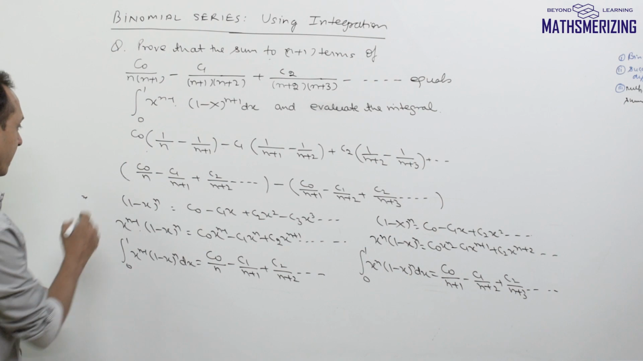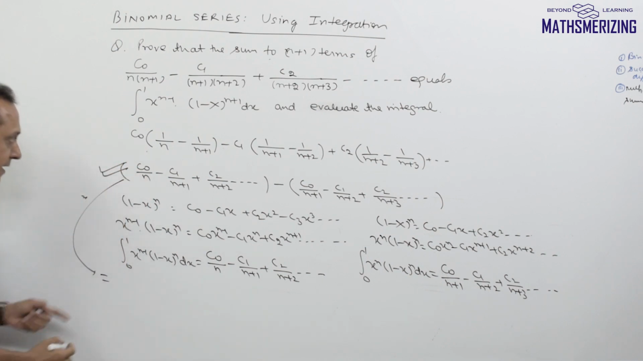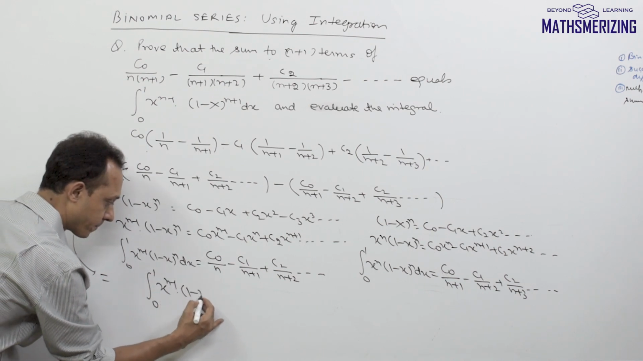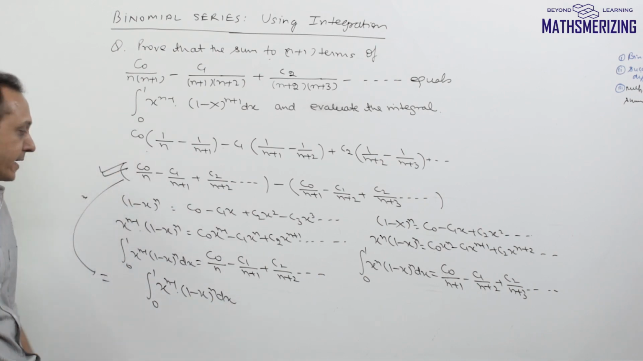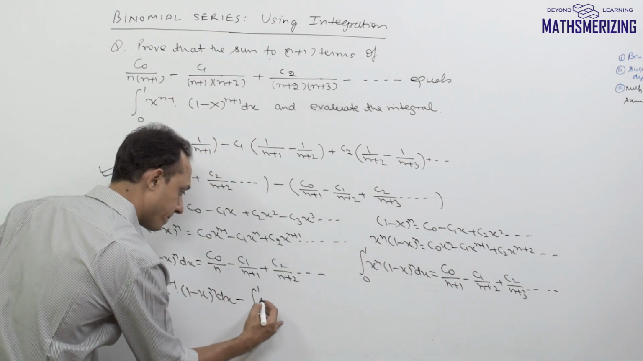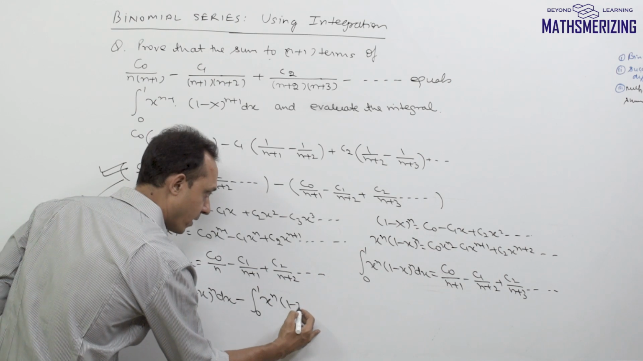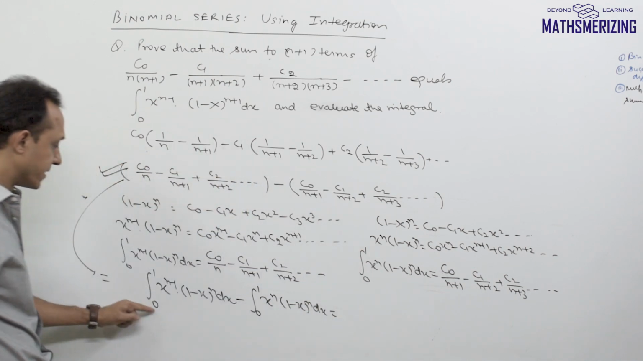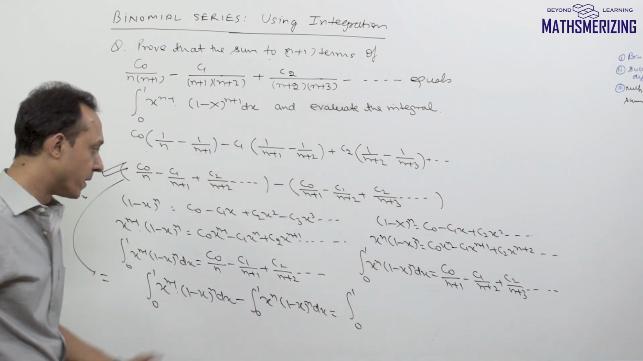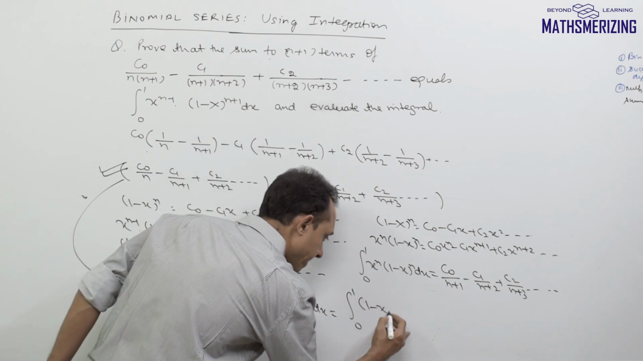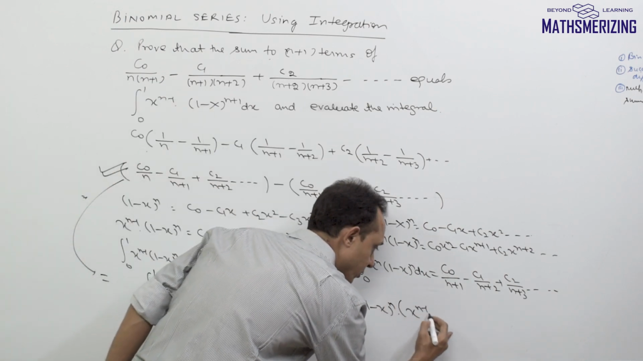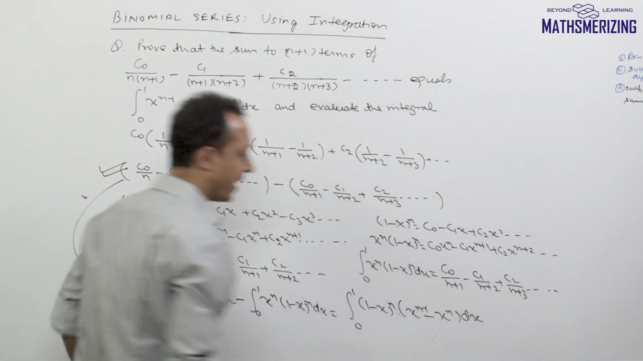Now in order to find the value of this expression, I can write it as the first integral, which is from 0 to 1 x to the power n minus 1 into (1 minus x) to the power n dx, minus the second integral, which is from 0 to 1 x to the power n into (1 minus x) to the power n dx. Now since the limit is the same, I'll combine it. So I'll write from 0 to 1 and take (1 minus x) to the power n common. And then what I'm left with is x to the power n minus 1 minus x to the power n dx.